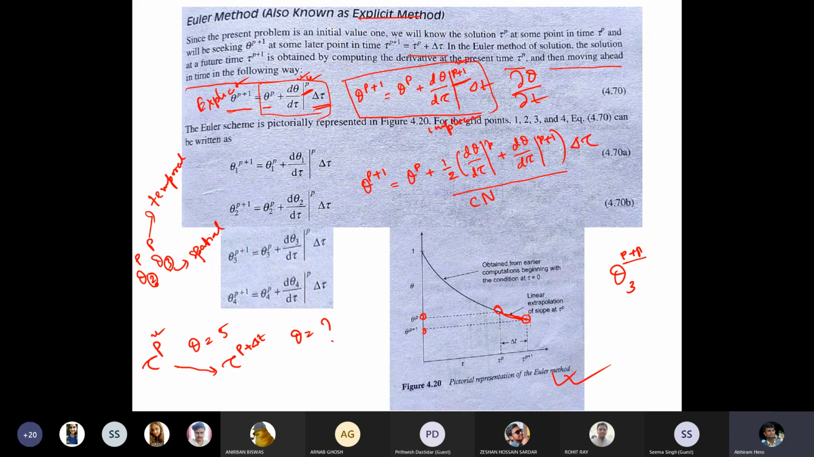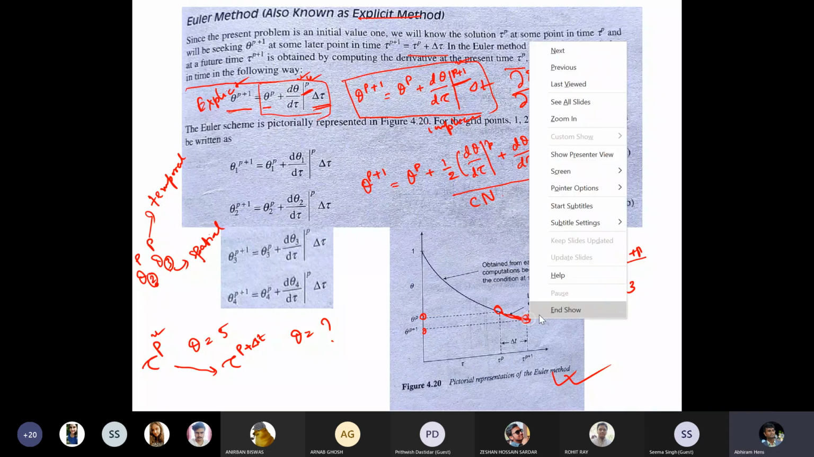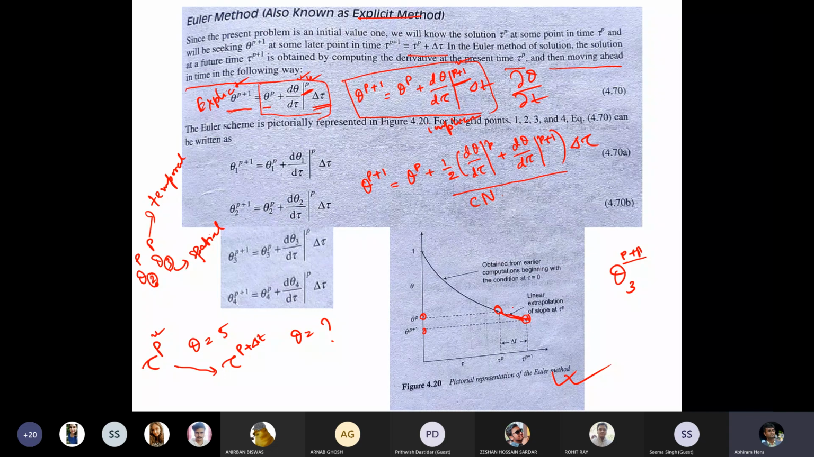So in the implicit method the reverse is true: you are trying to get the value of p plus 1 from the derivative at this particular point, and you can also take an average in the Crank-Nicolson method. Okay, so these three methods are there to discretize the temporal derivative. Now let us see the Euler scheme.